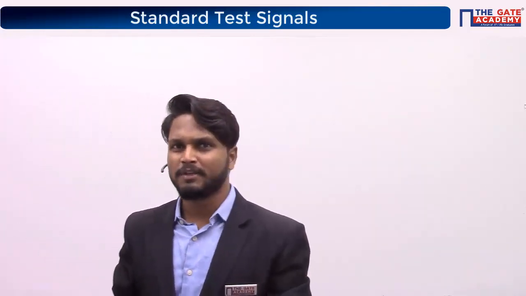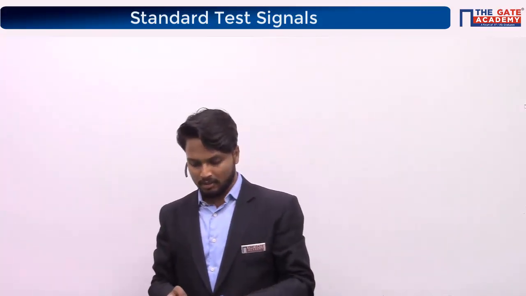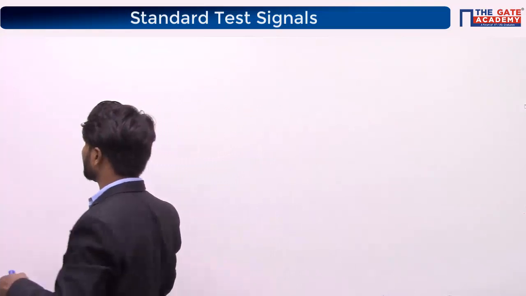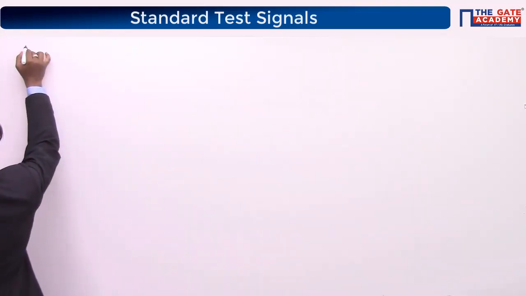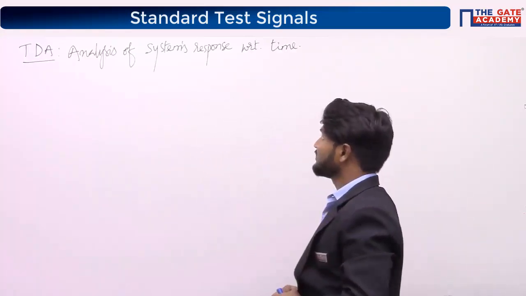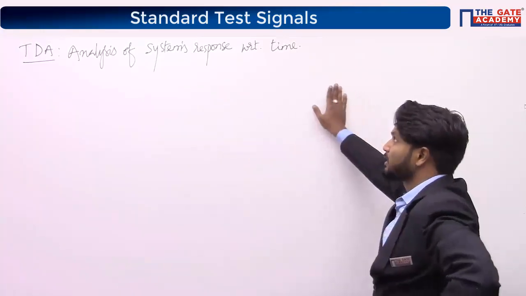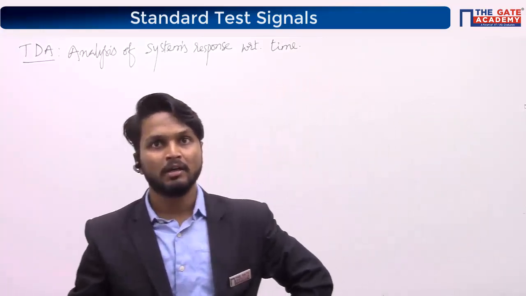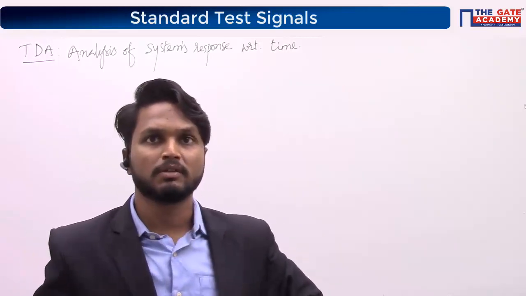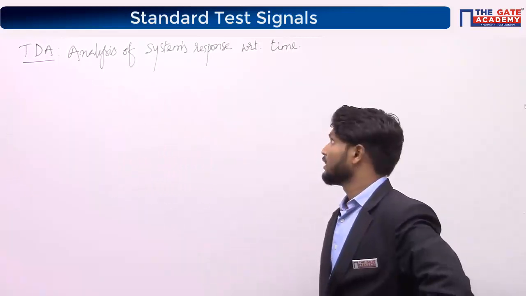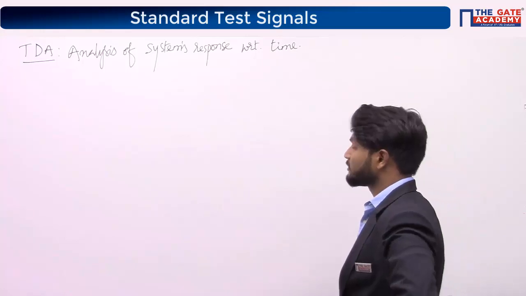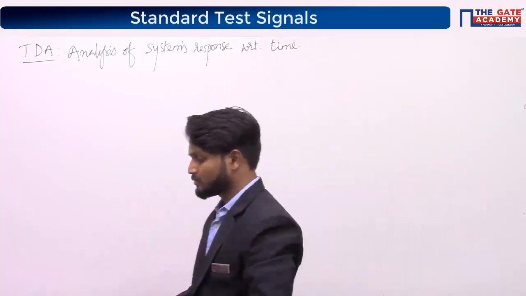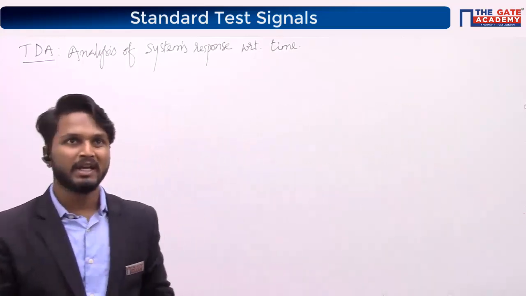You can write down the definition if you want, but that is not such an important definition. That is not very much required, but still, see what is time domain analysis. Analysis of a system's response with respect to time is called time domain analysis, right? How the system responds to input. So it is the analysis of a system's response with respect to time. That is what is called time domain analysis.